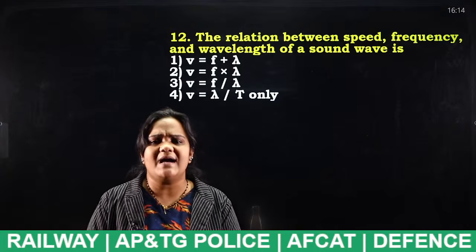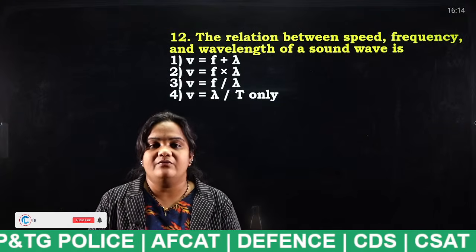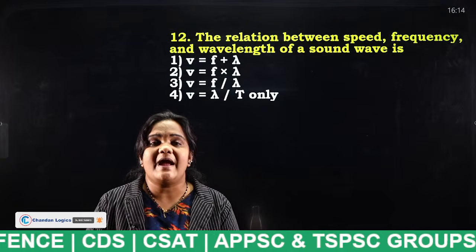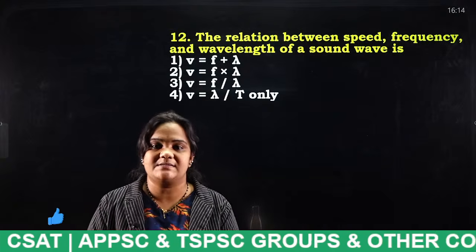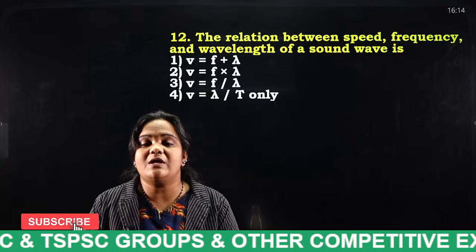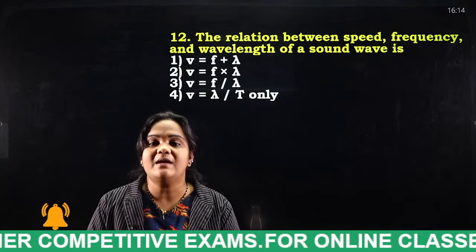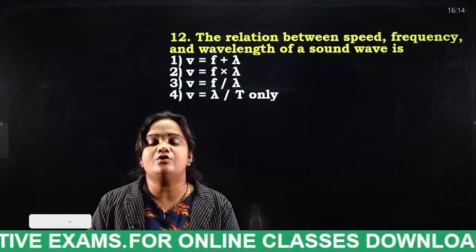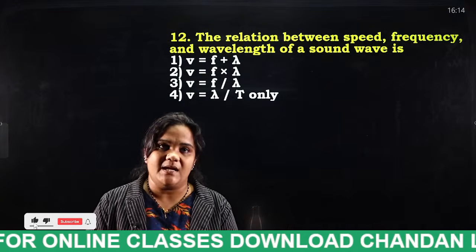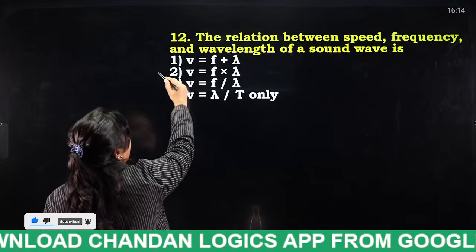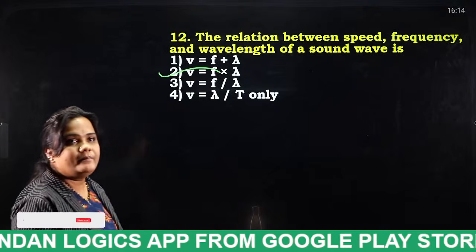So, what are the units of wavelength? Mention it in the comment section. And what are the units of frequency? Hertz. Wavelength is denoted by lambda, frequency is denoted by nu, and speed is denoted by v. And what are the units of speed? Meters per second. Very good. Speed is equal to frequency into lambda.